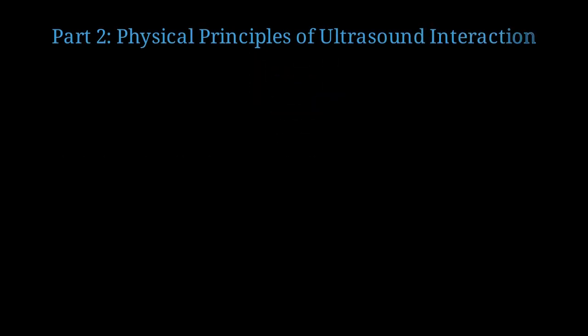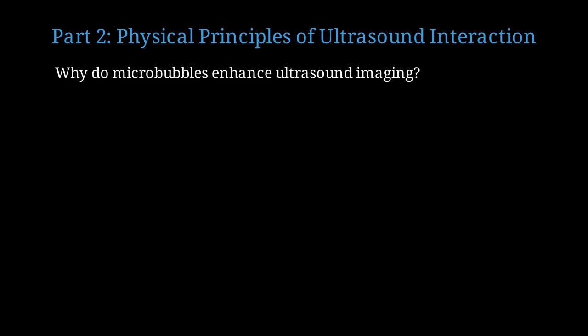Now let's explore the physics behind how microbubbles interact with ultrasound waves. You might wonder, why do these tiny bubbles create such strong ultrasound signals? The answer lies in acoustic impedance mismatch. Acoustic impedance Z equals the product of density ρ and sound speed c in a medium. For soft tissue, acoustic impedance is approximately 1.6 million kilograms per square meter per second. For gas, acoustic impedance is only about 400 kilograms per square meter per second, creating a massive impedance difference.